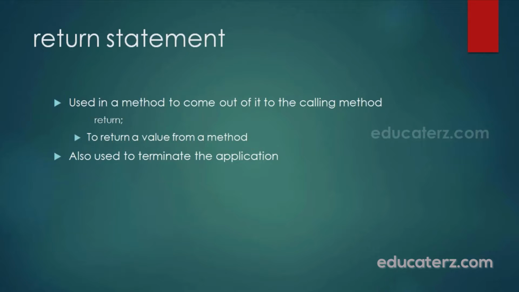For example, we are calling a method by the name my method from the main method. If return is used inside my method, then the flow of execution comes out of it and goes back to main. While going back from my method, we can also return some value to the main method. So let's see an example of this.